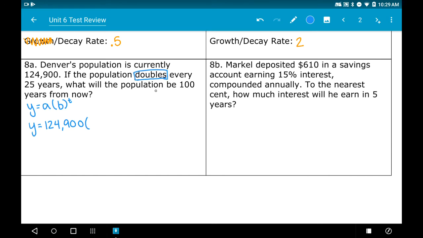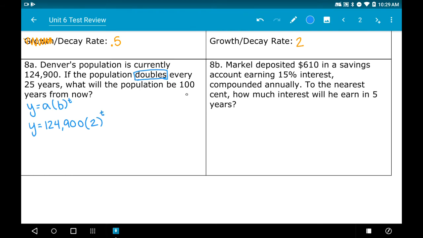Then our b value, notice it says doubles. So doubles means you're multiplying by 2 every time. So our b value is just going to be a 2. It's not going to be 1 plus or 1 minus here because it's not a percent. The only time we do the plus or minus is if we have a percent that we're gaining or losing. And then it'll be to the power of t.